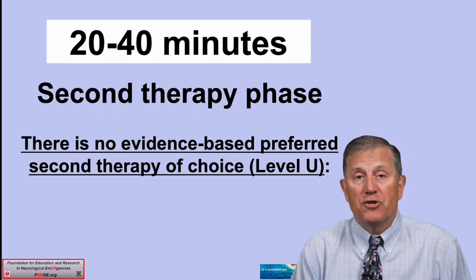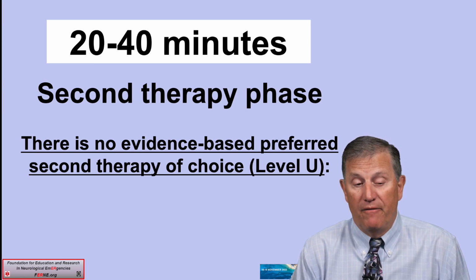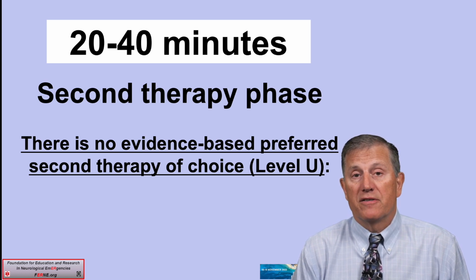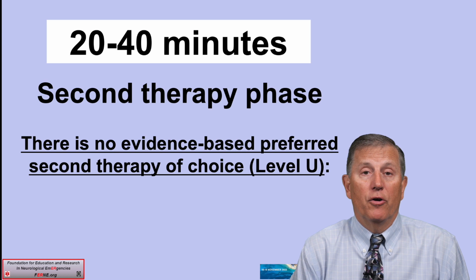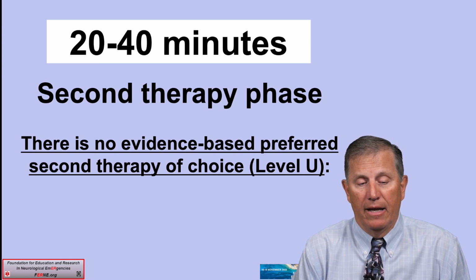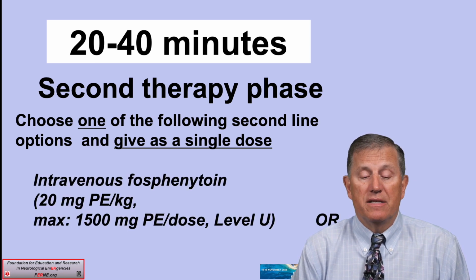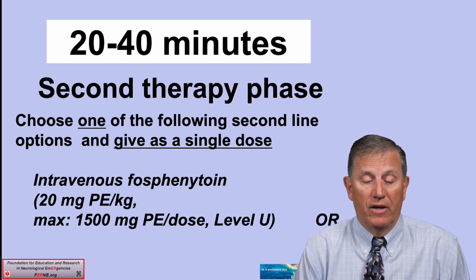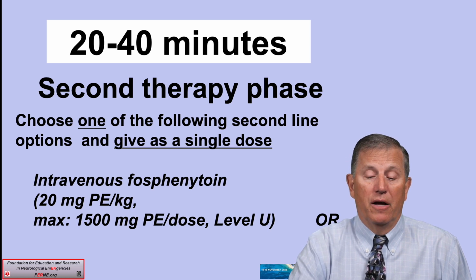When discussing anti-epileptic drugs that can be provided during this second therapy phase, there is no evidence-based preferred second therapy of choice, so the level of support is undetermined. Since there is no preferred second-line medication, any one of these can be chosen and given as a single dose. The first is intravenous fosphenytoin at 20 milligrams of phenytoin equivalents per kilo. The maximum dose is 1,500 milligrams PE per dose, again without support that this is superior to other therapies.